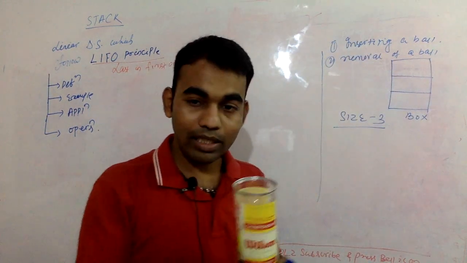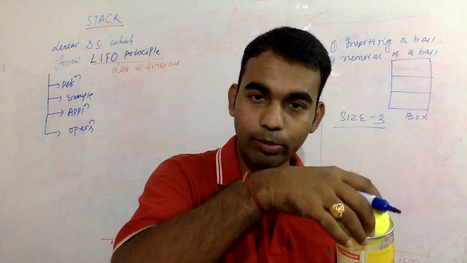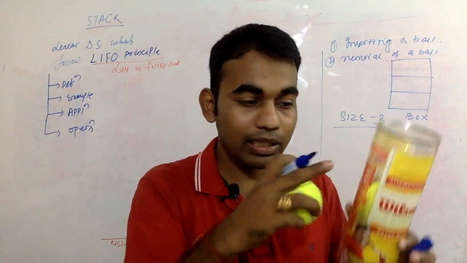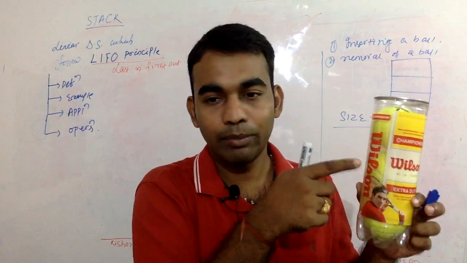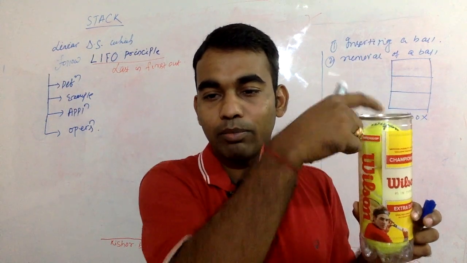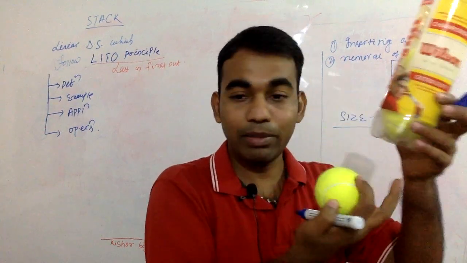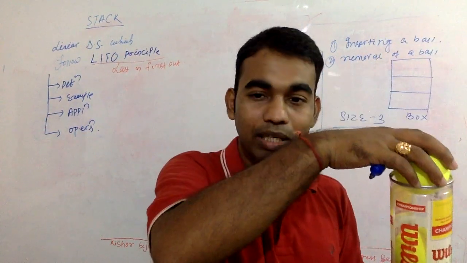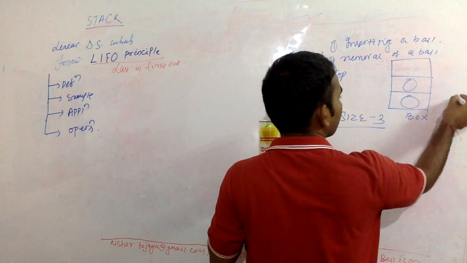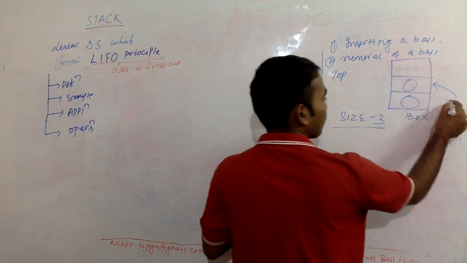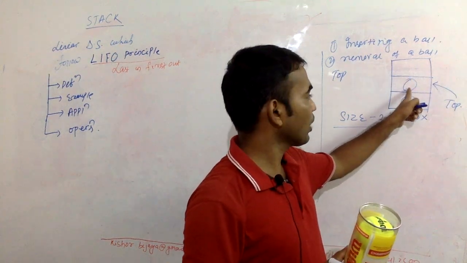And the third thing: have you noticed that every time I want to insert a ball or remove a ball, I need to do it here only, that means at the top? I cannot remove it from the middle. Before getting that ball, I must remove this top element first. So everything is happening at one end, not at the other end or the middle. That is known as the top. If suppose two balls are there, every operation has to happen here only. This is known as top. If I want to put an element, I will put it here. If I want to remove one element, I will remove it here.